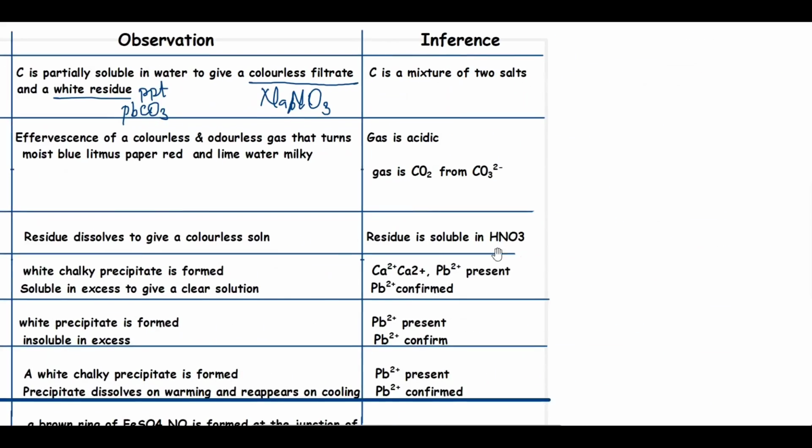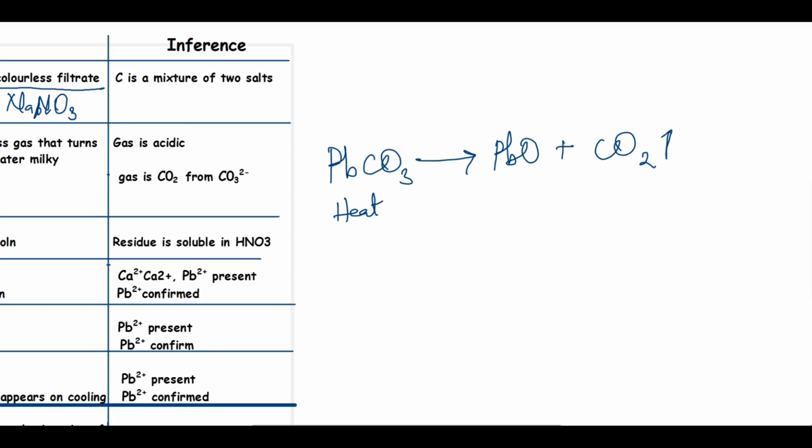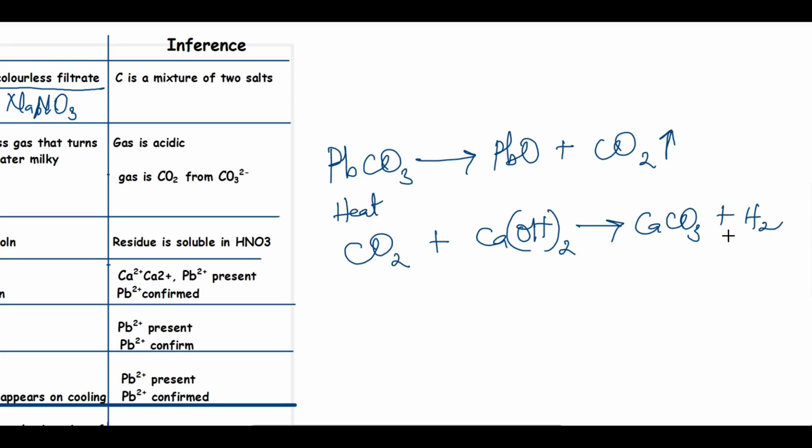In case you want more explanation on this, here's a brief explanation. When you heat lead carbonate, you will have lead oxide plus carbon dioxide gas. This gas will be given off. Now, when this gas is allowed to pass through lime water, which is calcium hydroxide, you will have calcium carbonate plus water. This calcium carbonate is the white precipitate.